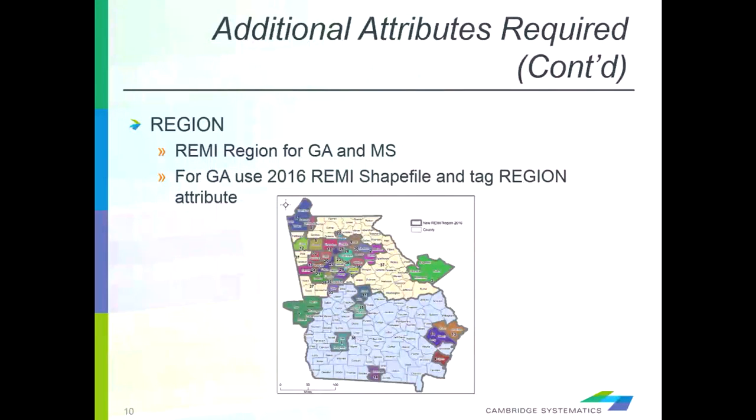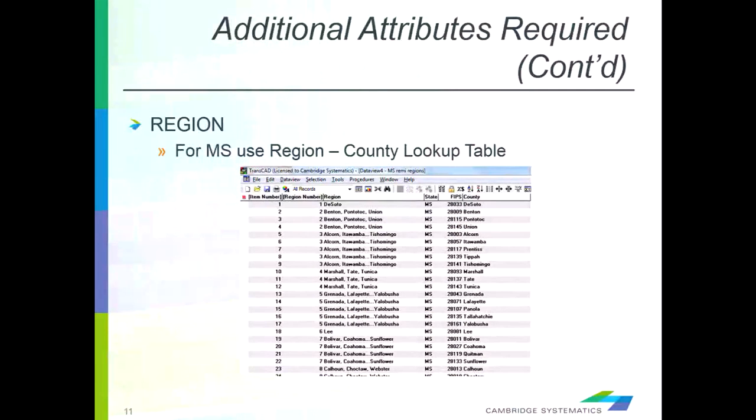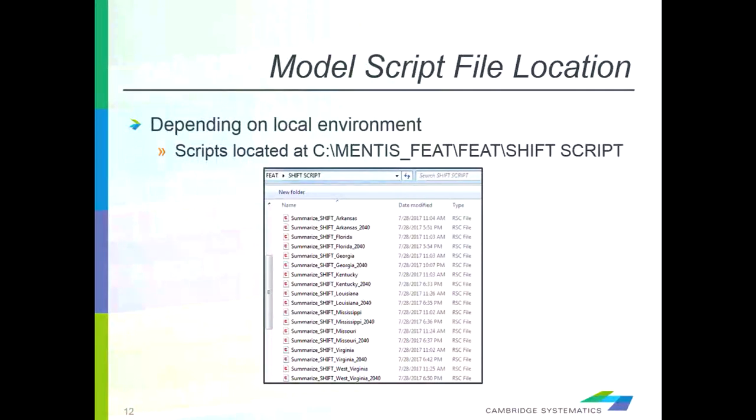And then this is just an example for Georgia, the REMI regions, the latest REMI regions for 2016. So we report by these regions for Georgia. For Mississippi, we use a table instead that has a crosswalk between the region and the corresponding counties. And we use that to populate the attributes on the shift network for region.